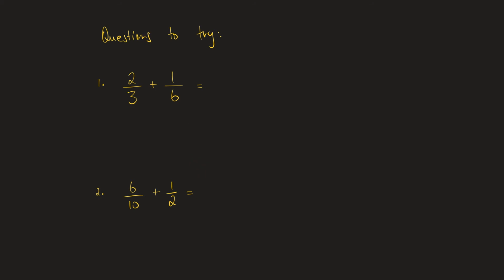Okay, so with the first one, we've got 2 over 3 plus 1 over 6. So I'm going to find the lowest common multiple. 3, 6, 9, and for 6, 6, 12. Straight away, I can see that it's 6. So I don't need to change the second fraction, but I do need to change the first fraction to get it to be over 6. The denominator I need to multiply by 2, so I must do the same to the numerator. That'll get me 4 over 6.